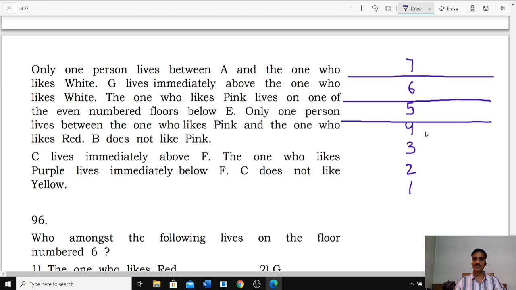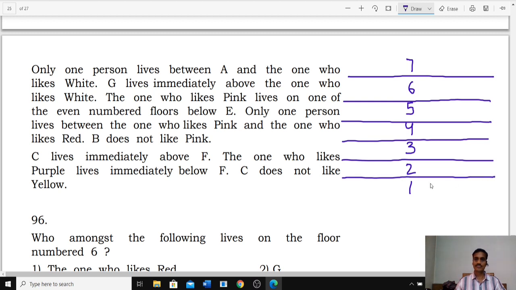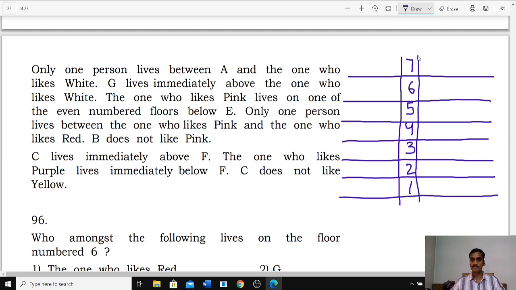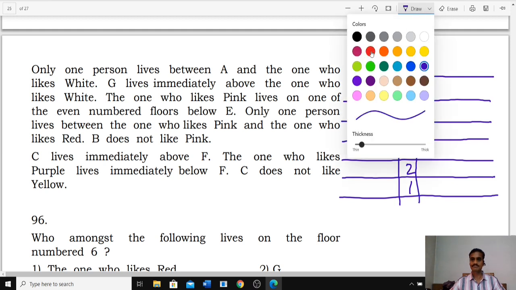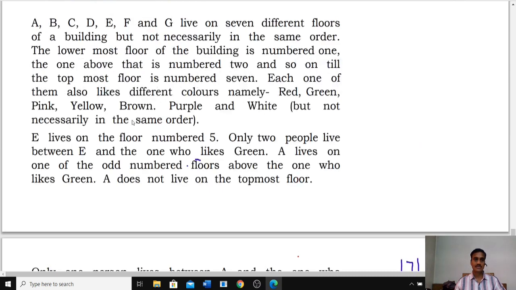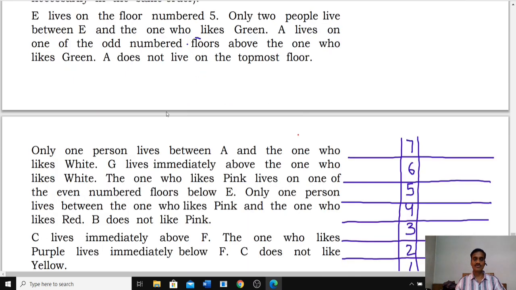7 persons living on these 7 different floors: 1, 2, 3, 4, 5, 6, 7. Then, each one of them likes different colors. E lives on floor number 5.